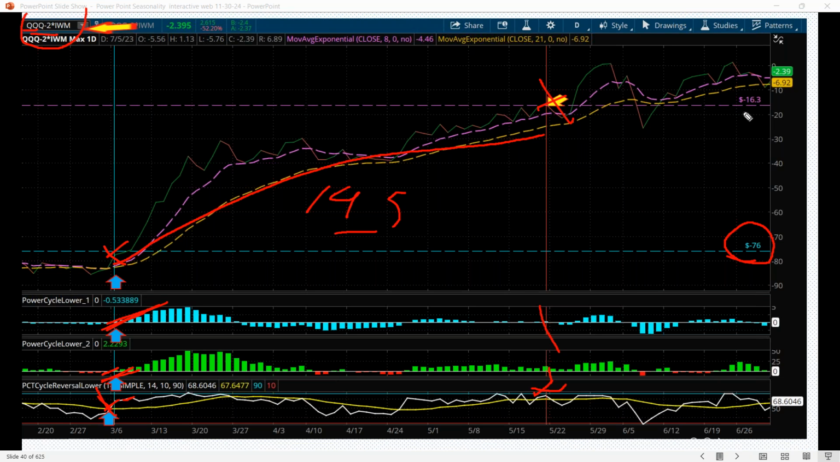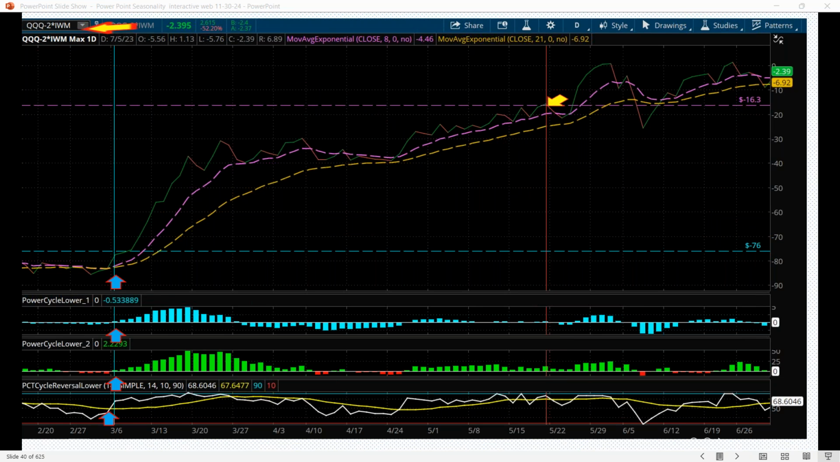At that point, the spread had narrowed. It went from 76 under to $16.30 under. So a big, huge winner as far as that spread. The whole market was going down, but QQQ relative to the Russell was going up. All right, so that's exactly how a spread can work.